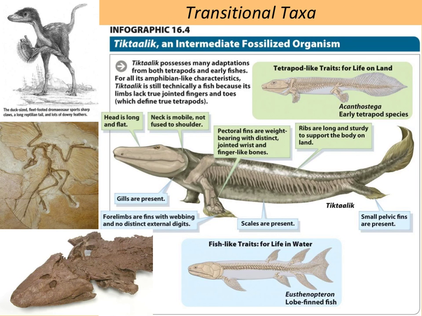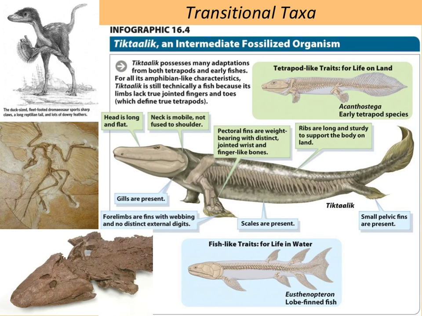There's lots of transitional taxa. This example is a transition from our ancestors that were fish, a special kind of fish called the coelacanth or a lungfish, and then the first evolution of tetrapods. And you can see there were some new things that came along. The head is long and flat, and there's a neck. Fish don't have a neck. They can't look over their shoulder. They can't do that.